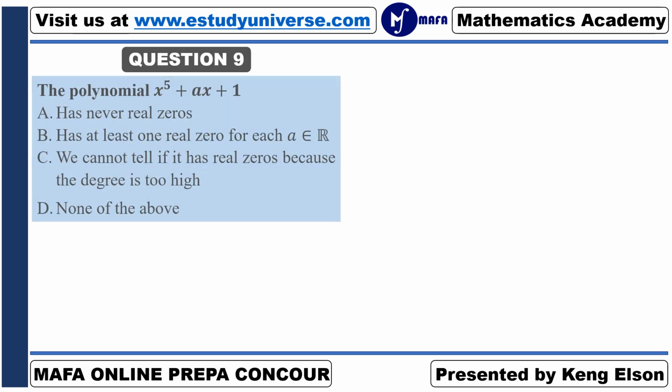Okay, question 9 is a little bit long. It reads: the polynomial x to the power 5 plus ax plus 1. Option A, has never real zeros. Option B, has at least one real zero for each a in the set of real numbers. Option C, we cannot tell if it has real zeros because the degree is too high. And option D, none of the above.